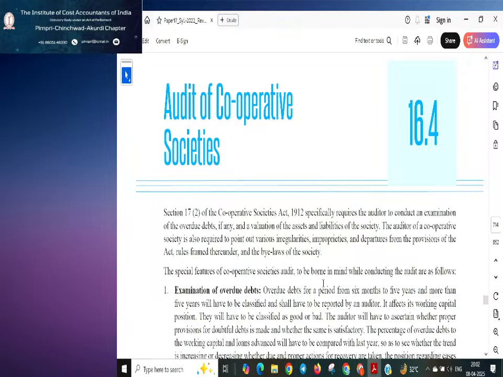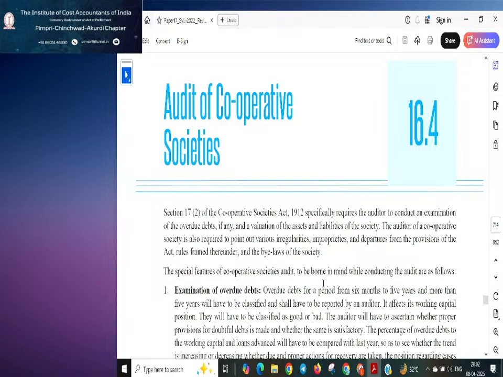So this is what the section says, that you need to have an auditor to value the assets and liabilities of the society, as well as to conduct an examination on overdue debts, that is, which is not repaid on time. The auditor of a cooperative society is also required to point out various irregularities, improprieties and departures from the provisions of the Act, rules framed thereunder and the bylaws of the society.